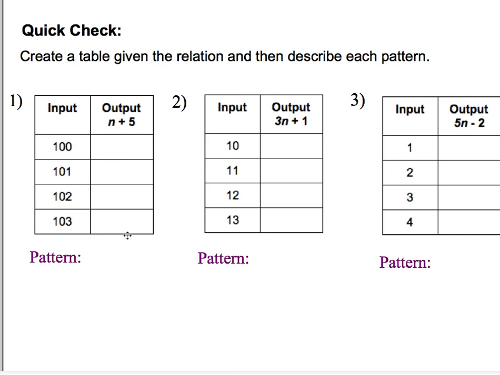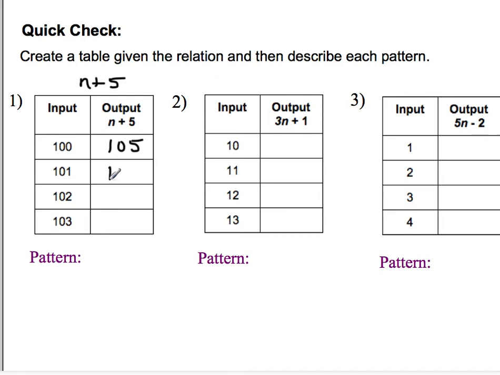So what we're going to do is just a quick check here. Some of you will probably be able to do this in your head. If you can't, then you can do it on a scrap sheet of paper and then insert your numbers onto your chart. So I'm saying that my relation is n plus 5. So some number plus 5. And now I'm saying that my number is 100. So I should have 105.